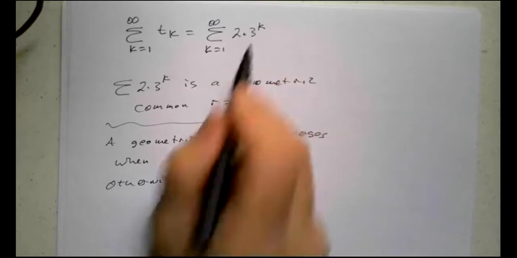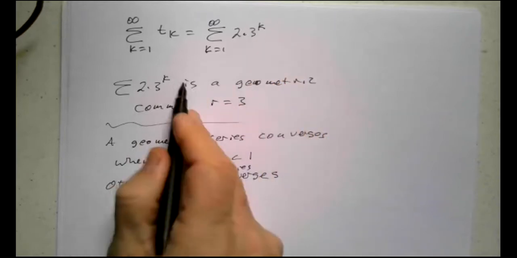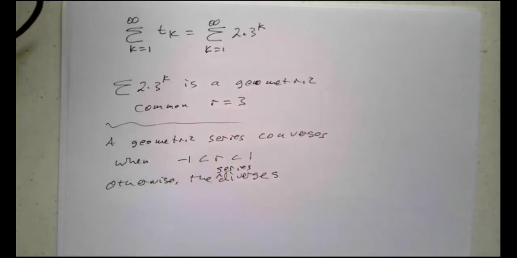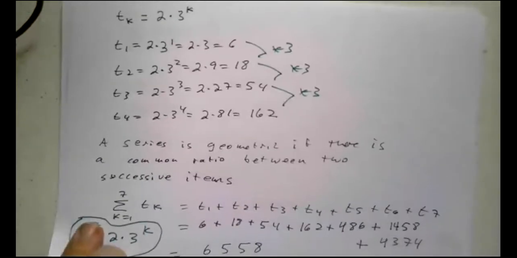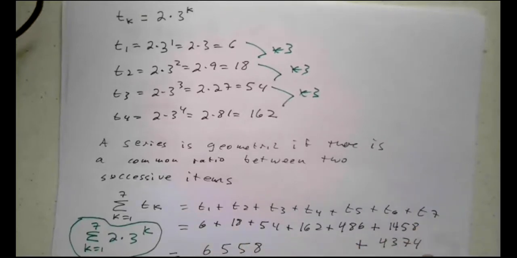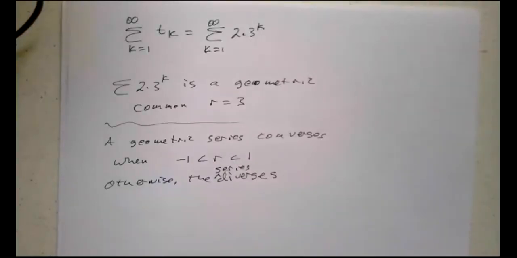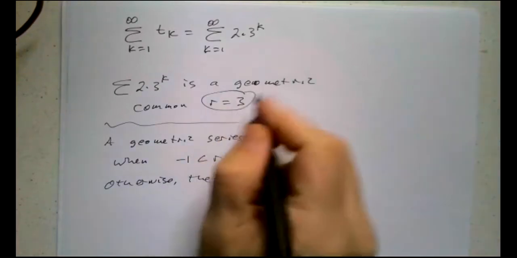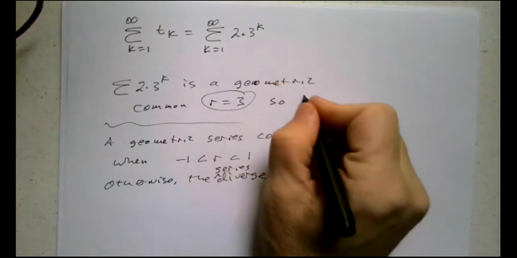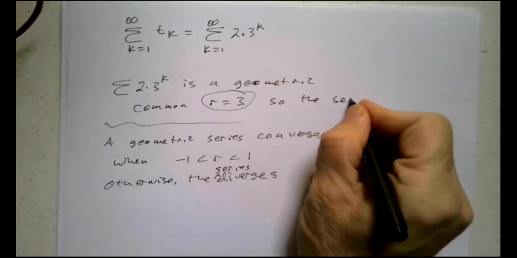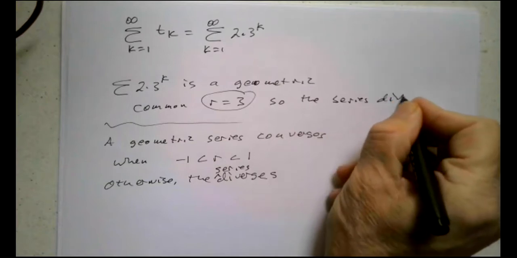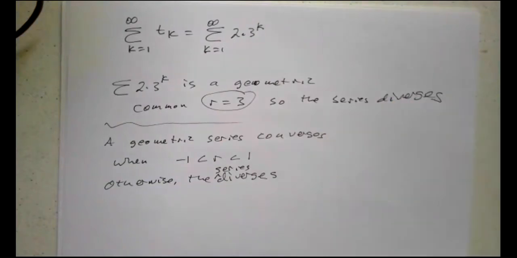So what we have here is we have a common ratio of 3. So all these numbers keep getting larger and larger, as I saw here on the previous page, right? 6 plus 18 plus 54, 162, 486, 1458, 4374. Each next number is multiplied by 3. So if you add them all together, there's no way it's going to stabilize onto a single real number. So in this case, again, common ratio is 3, so the series diverges. It goes to infinity. It doesn't stabilize on a real number.